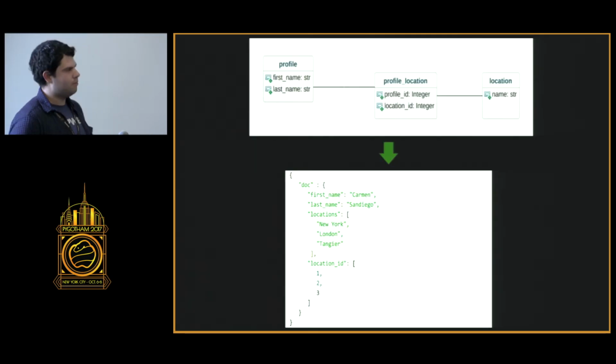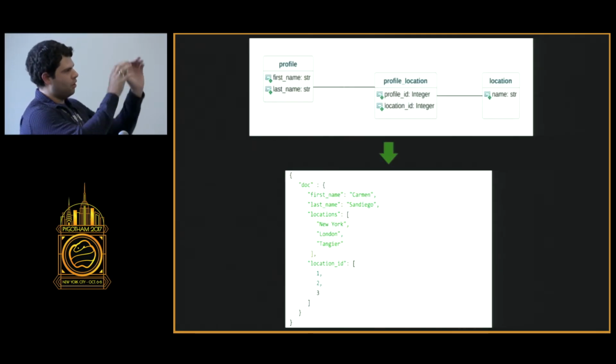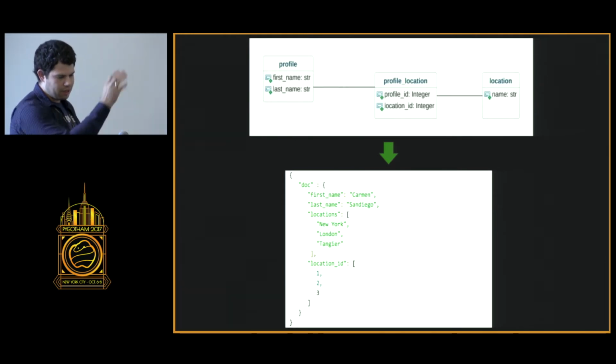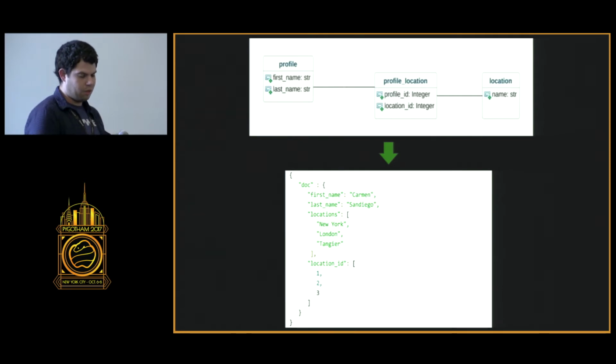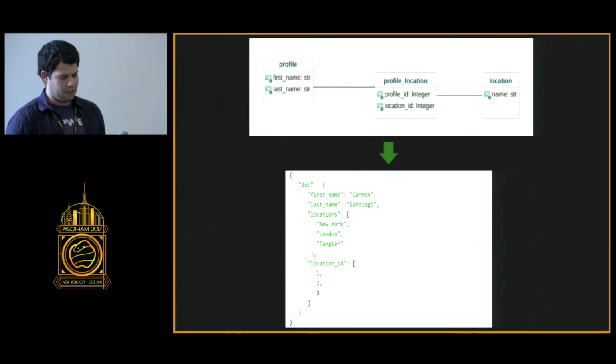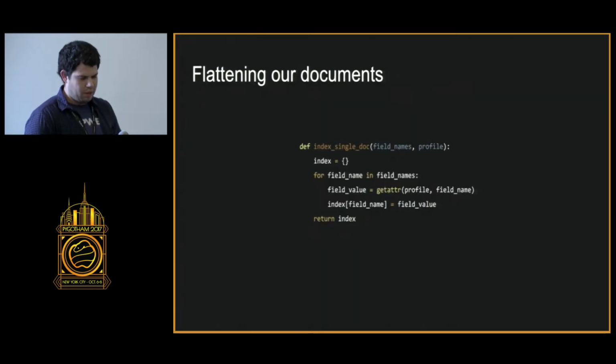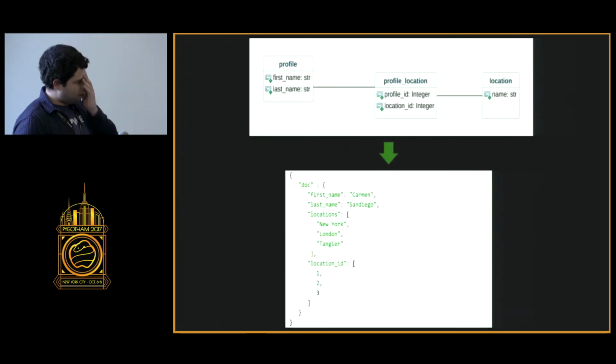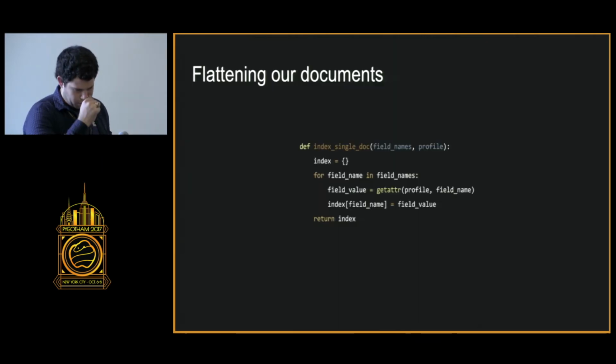Okay, so our challenge is to get the data from our traditional database into a flat JSON structure that looks something similar to this. So we're taking the first name, last name, the locations that Carmen Sandiego has been, and we also want to have the ID so that when we take the data back out, we can use those IDs to look up the actual locations in our database. So given this structure, that's what we need it to look like.